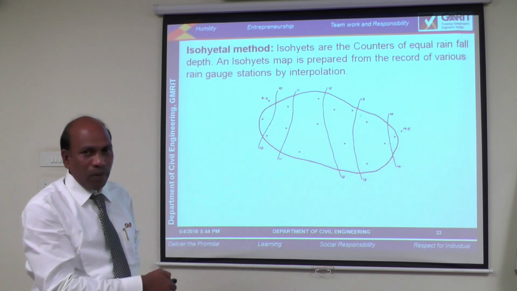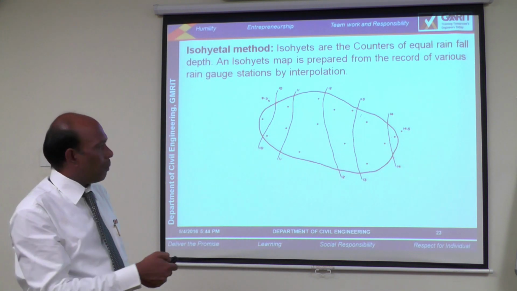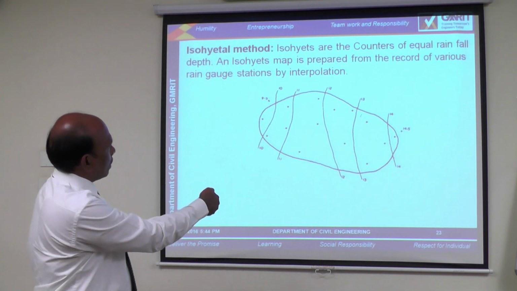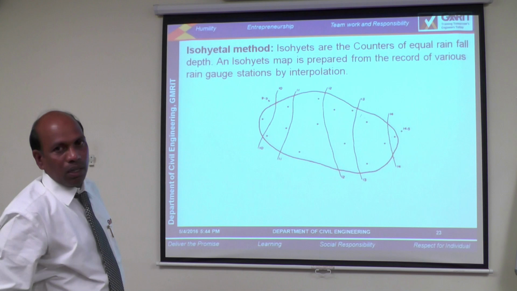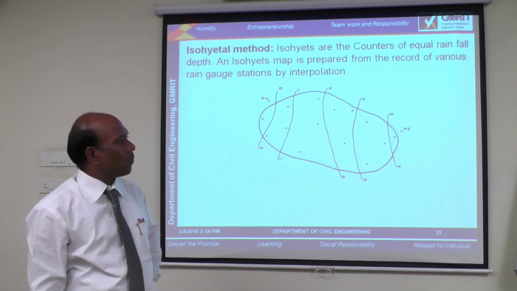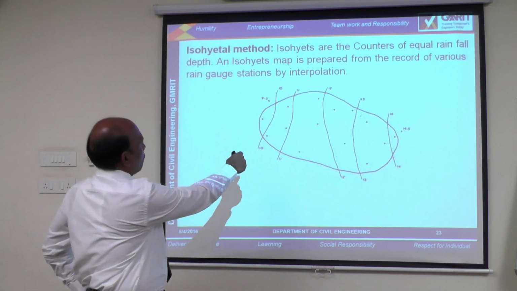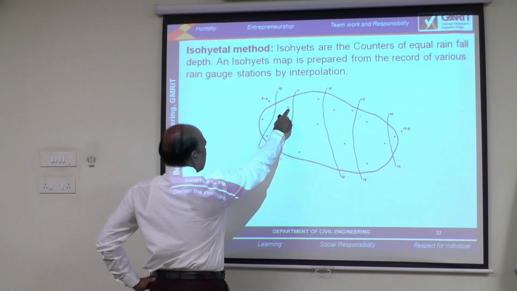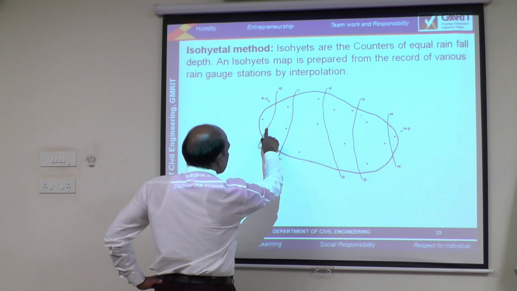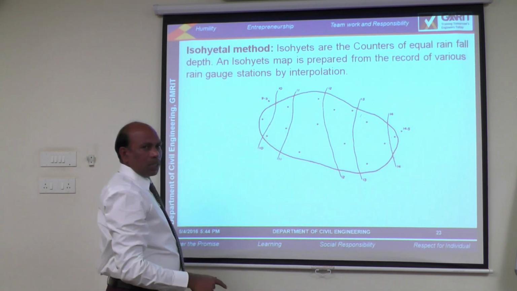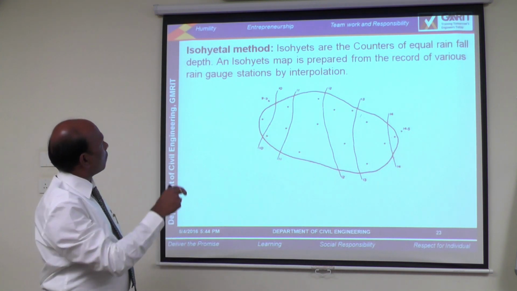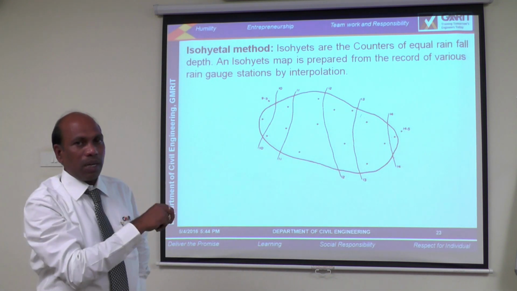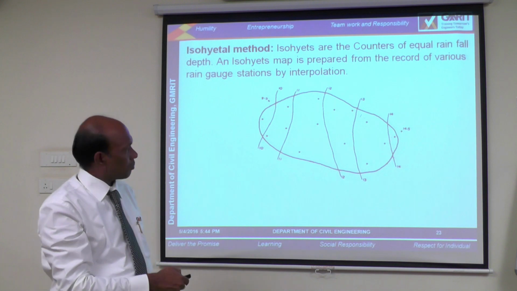For example, suppose the missing rainfall data is at a station whose surrounding zone is around 11 centimeters depth. Then we take this as the missing rainfall data, so that we know the missing rainfall data of this station. This station is the average of these two. So this is another method used for the estimation of missing rainfall data on a particular catchment.